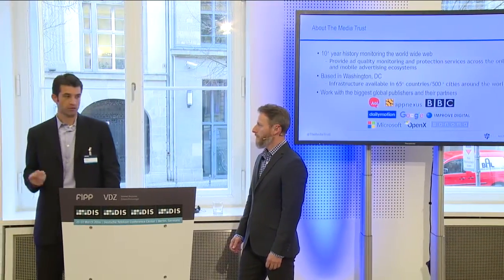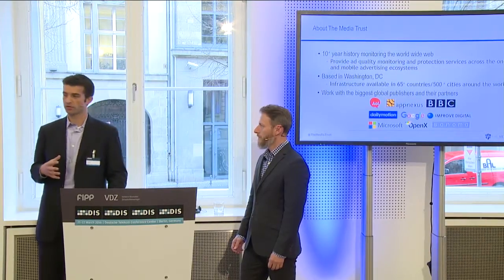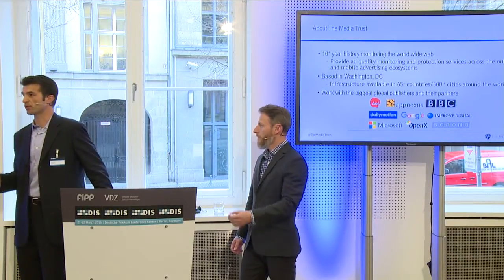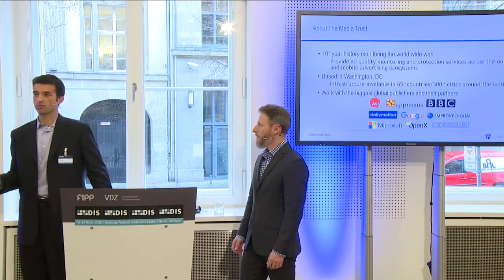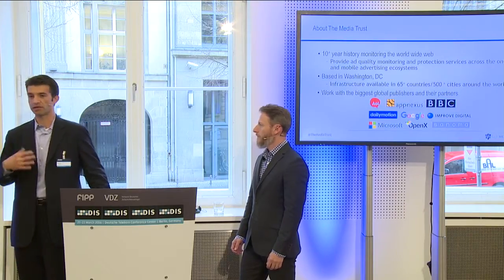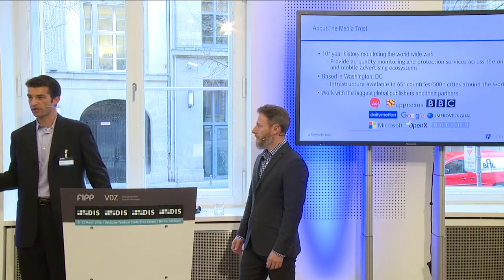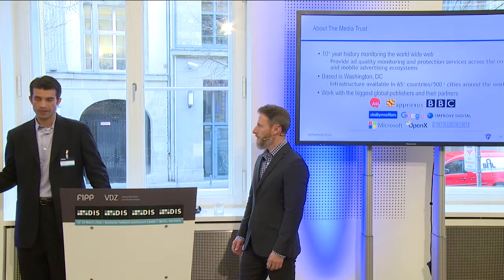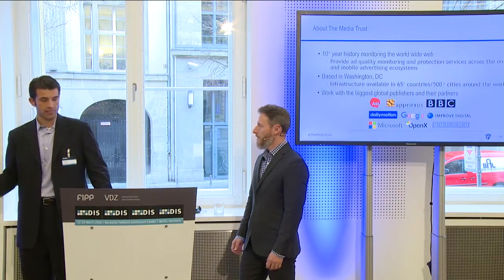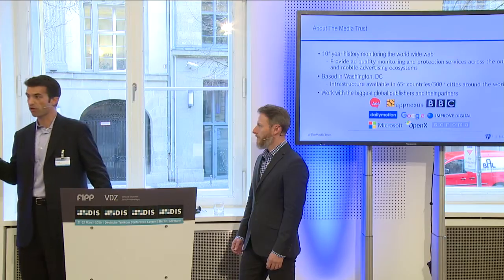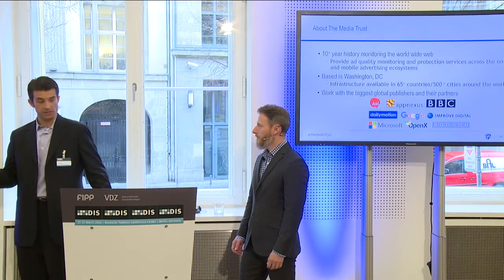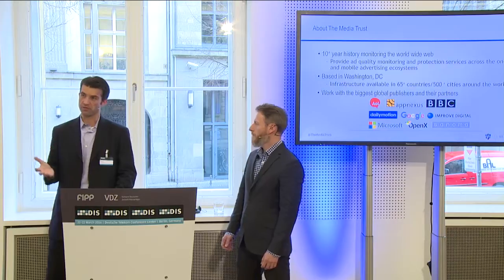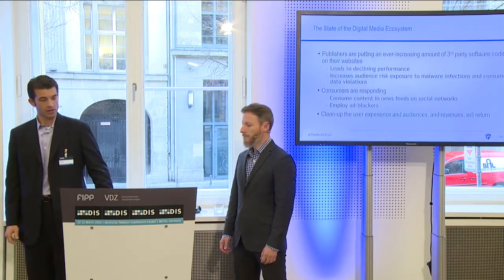We implement those rules and then we find when things are breaking those rules and how to fix them. We're based in Washington, DC, but we have infrastructure in 65 countries around the world, so regardless of where your audience is, we can become that audience. We can become any user on the internet, both desktop and mobile, from any country essentially around the world. And we work with some of the biggest publishers and all the ad technology providers that plug into them. So it gives us a bit of a unique view of the world.